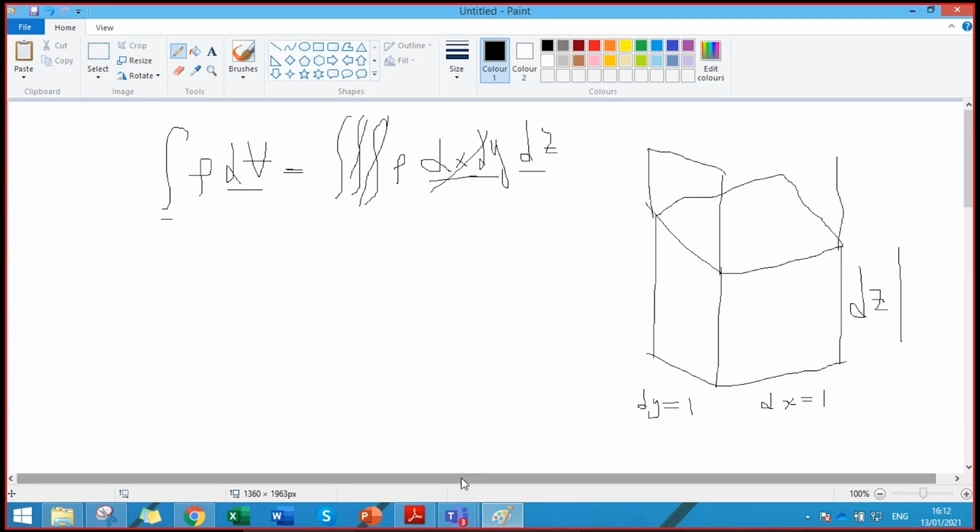Clear? Yes sir. Clear. If all of these 3 are variables, I can change dx, dy, and dz, then I will have to integrate this term 3 times. One with respect to dx, the variation with respect to dy, and the variation with respect to z coordinate. Clear? Okay sir.